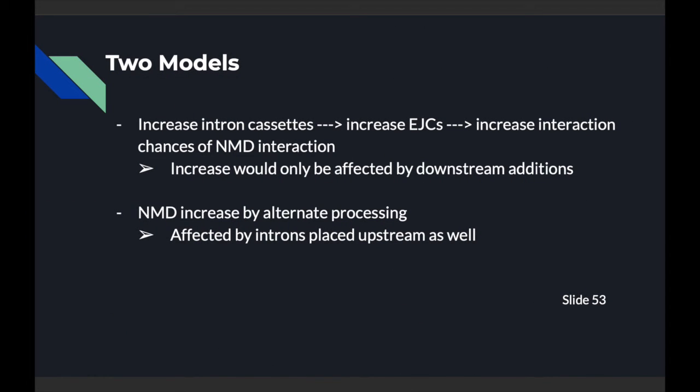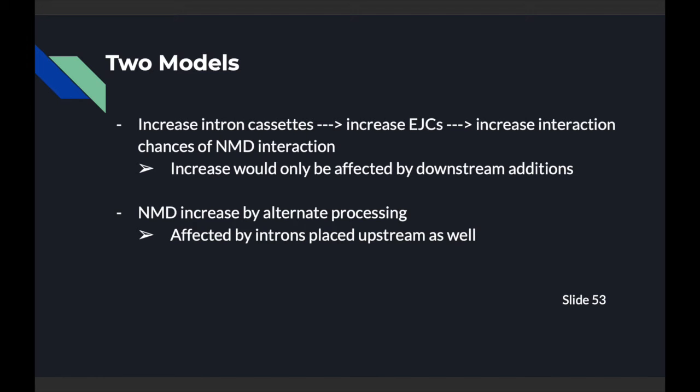Their first model was the hypothesis that the increase in intron cassettes would increase the number of EJCs present on the mRNA, as one would be added for each new cassette, increasing the chance of a terminating ribosome interacting with an EJC and inducing NMD. An increase in efficiency from this could only be affected by downstream introns.